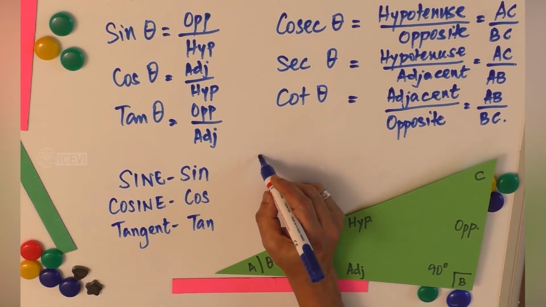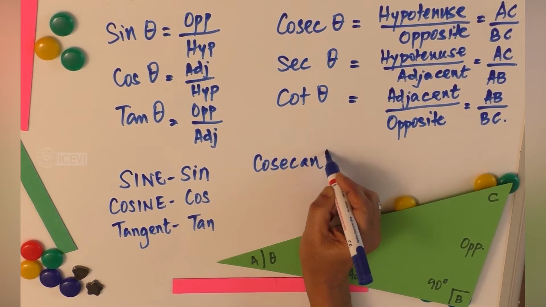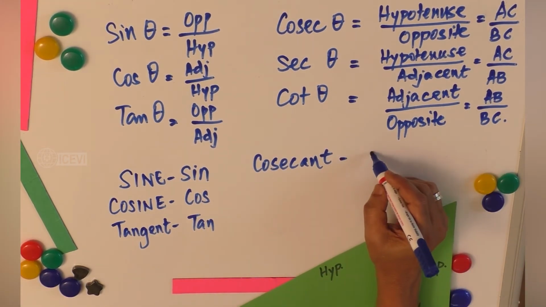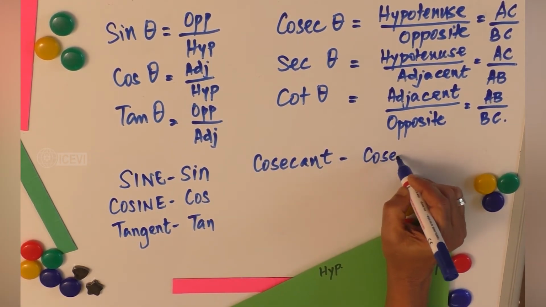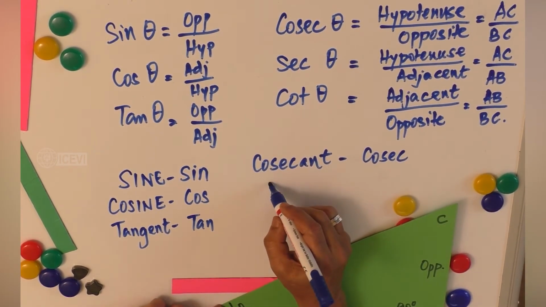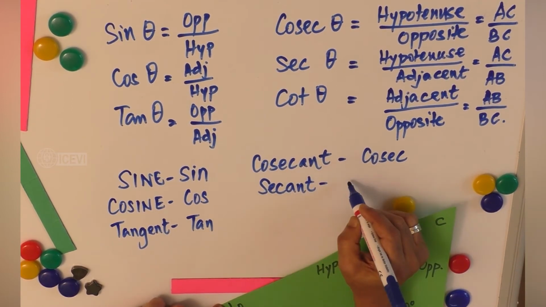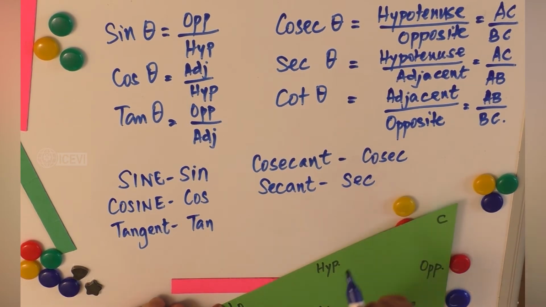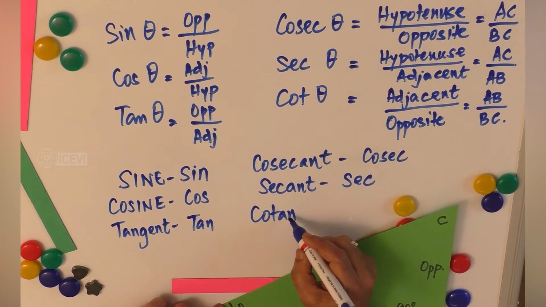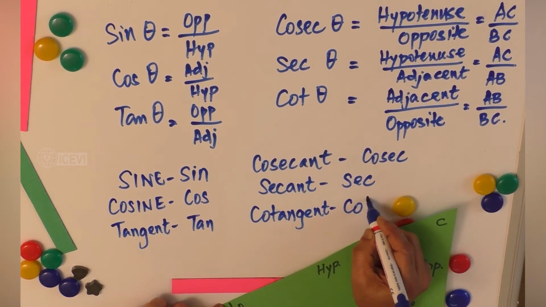Now the full form of cosecant is C-O-S-E-C-A-N-T. So this is indicated by cosec. The next one is secant, S-E-C-A-N-T. So the short form is sec. The full form of cot theta is cotangent. So it is indicated by cot.